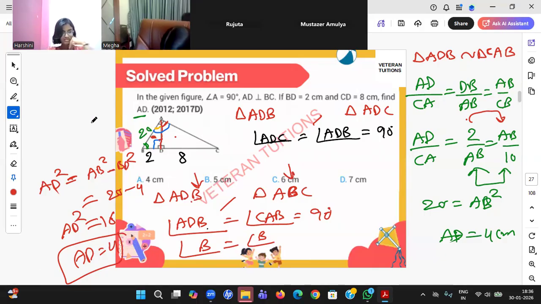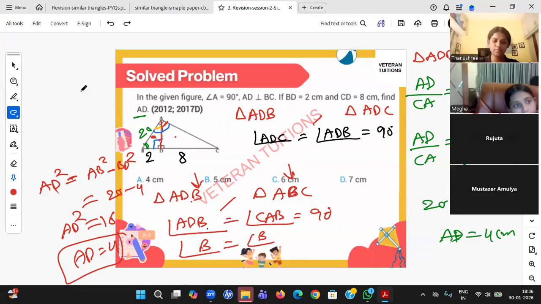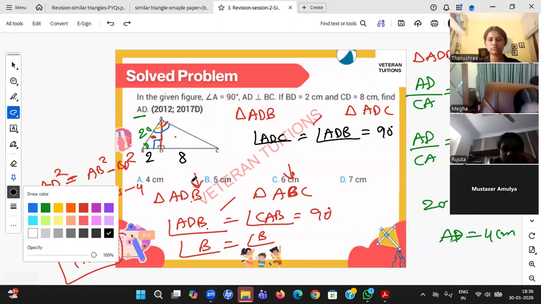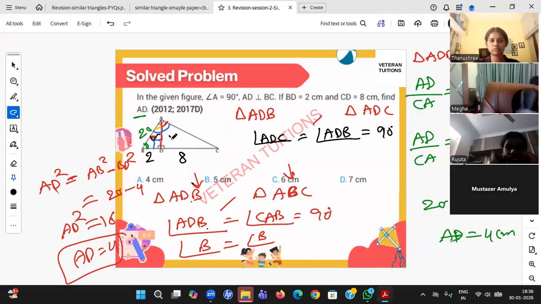Harshini, understood, beta? Yes. Okay. Mega, understood? Yes, sir. Ankita, understood, beta? Yes, sir. Okay, so basically you start with these two, you will get stopped, then only you go, okay? Because in 99% of questions, if you take these two triangles, you will get stuck, okay?